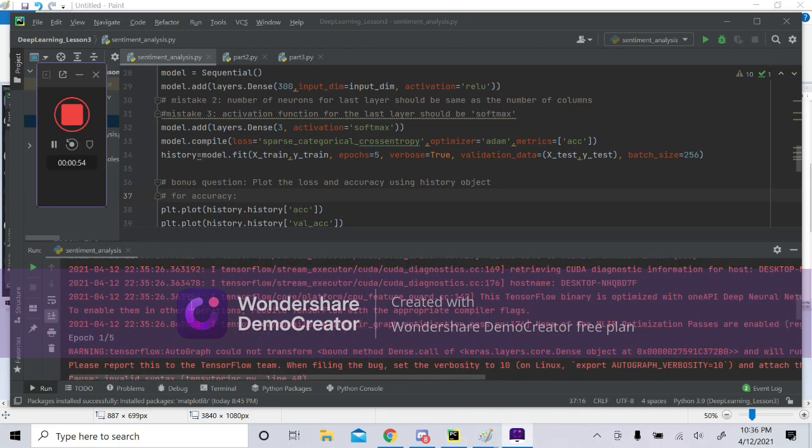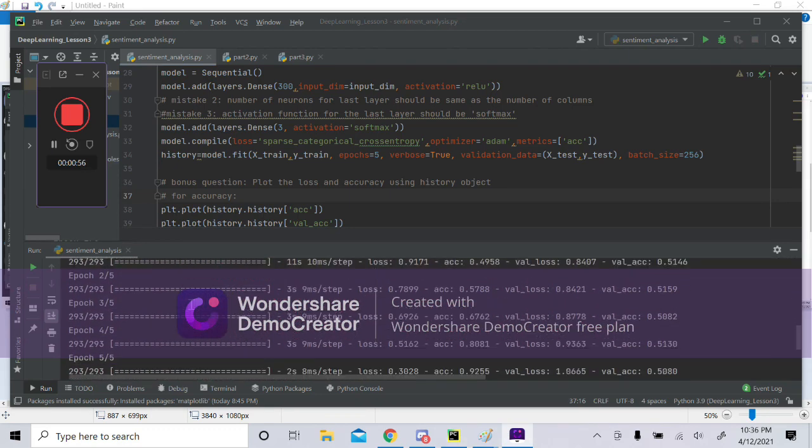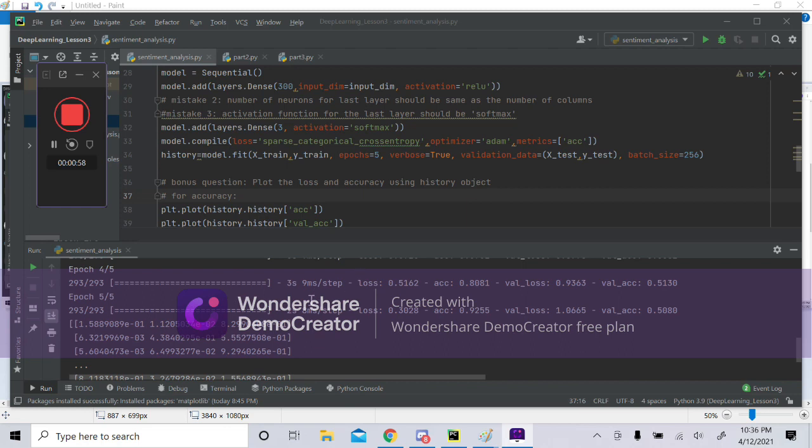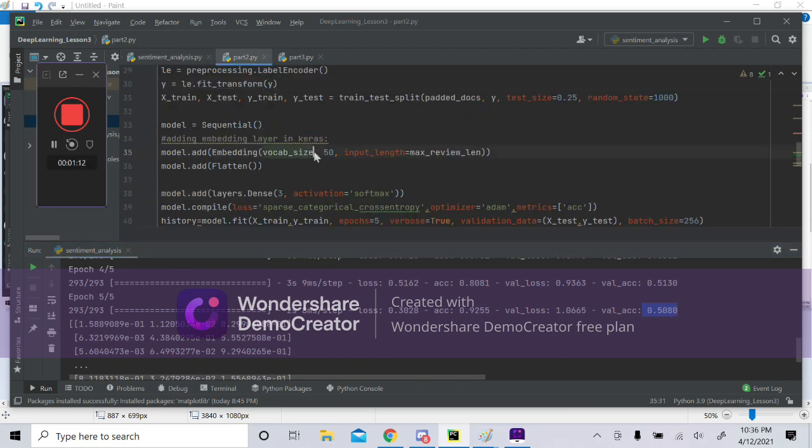So here's the output. We had epoch 1, 2, 3, 4, and 5. And then the final loss for epoch 5 is 0.3028, accuracy 0.9255, validation loss is around 1, validation accuracy around 0.5. Moving on to part 2, we were supposed to add in the embedding layer.